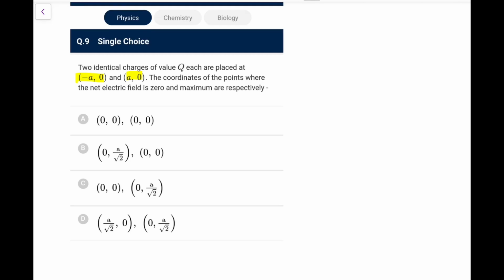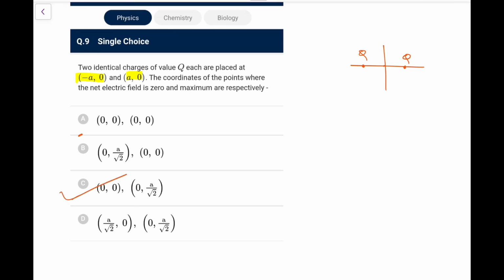Two identical charges of charge Q each are placed at minus a comma 0 and a comma 0. Coordinates of the point where the net electric field is 0 and maximum are, okay. So minus a comma 0 and a comma 0. These are the two coordinates, and we have Q. So you can directly say field is 0 at the origin, that's the easy one. The electric field is 0 at the origin, so you are left with two choices, and the maximum cannot be at the origin, so there is only C.